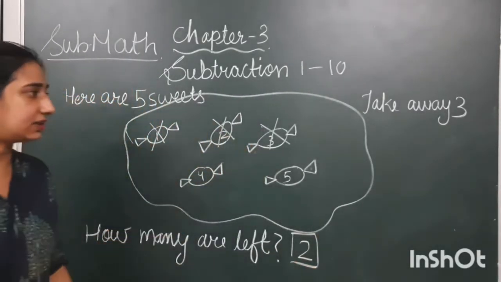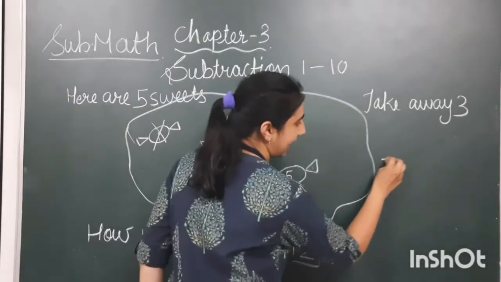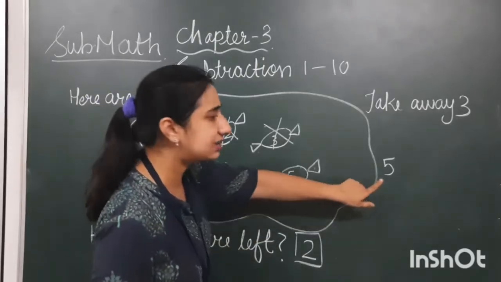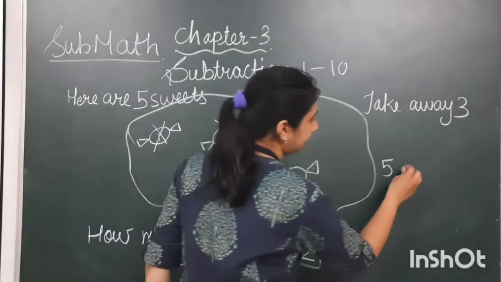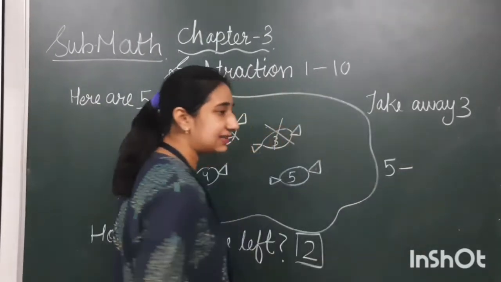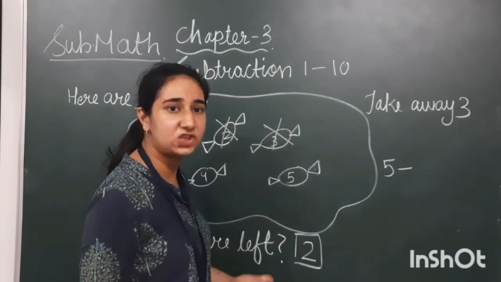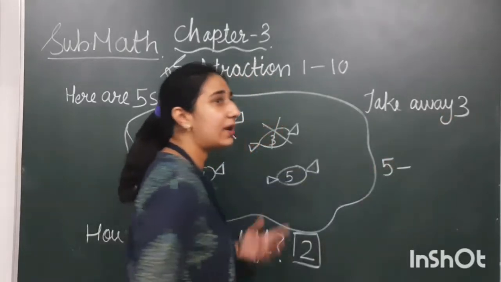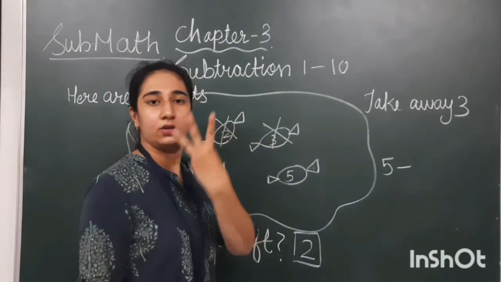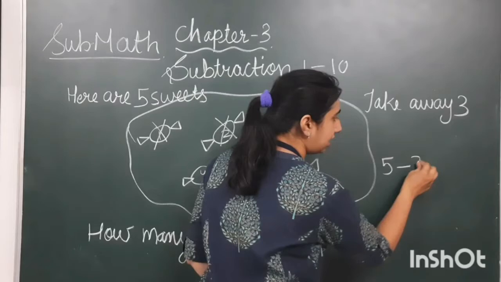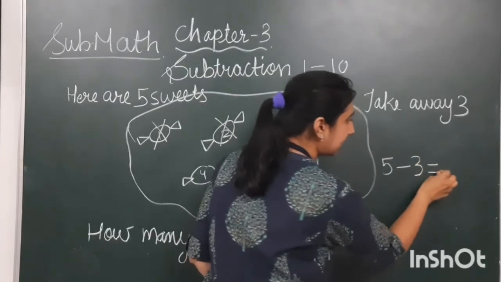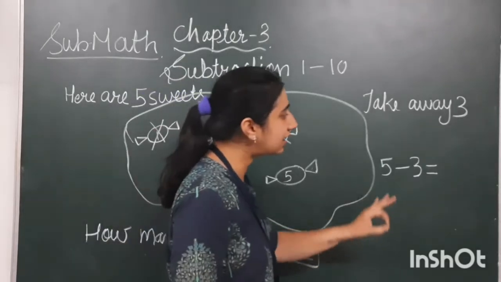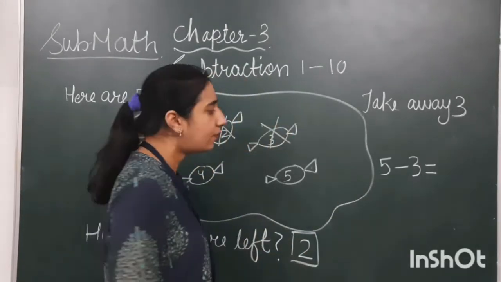So we can write this in this manner. 5, because I was having 5 sweets, I will write 5 first. Then I will put the sign of minus. As I told you before, when we do subtraction, we have to put the sign of minus. After that, how many are taken away from me? 3. So I will write 3 here. I will put an equal to sign. This is the sign of equals to. When we write the answer, we have to put the sign of equals to.